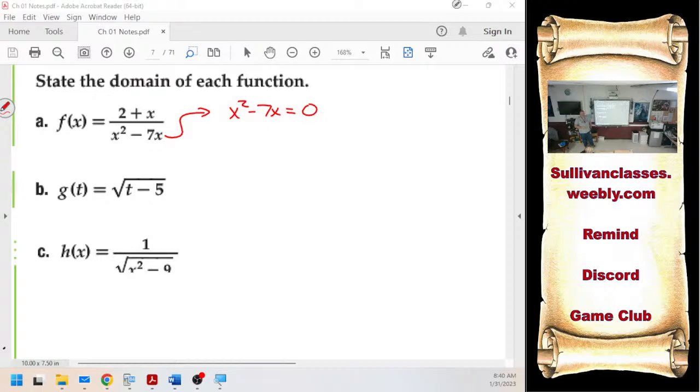What's the very first stop on any factor train? Greatest common factor. If I take out x, I get x minus 7. If I have thing times thing equals 0, then both of them might be 0. I say 0 and 7 respectively. So those are the 2 that are going to break my rules.